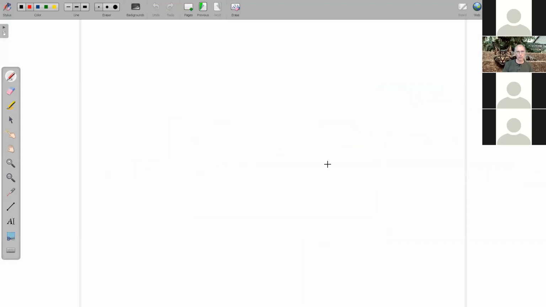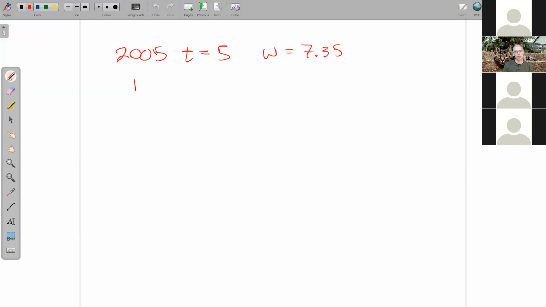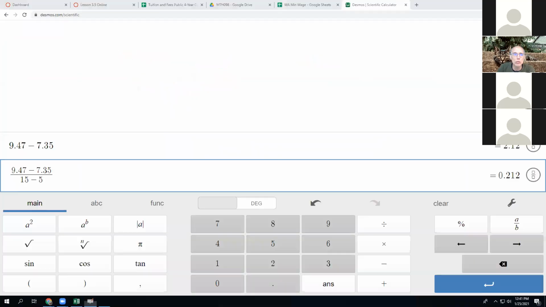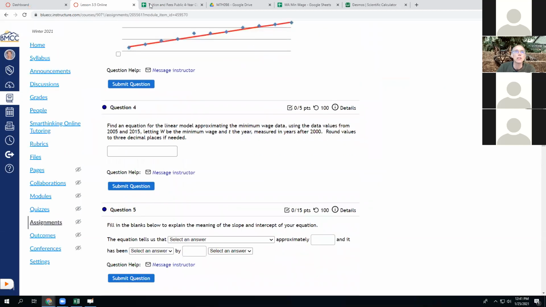So in 2005, T is equal to 5, and the minimum wage was $7.35. Did I get that right? Yep, all right. We now think that the slope, M, is 0.212. So I'm just gonna plug that information into my y equals mx plus b, but I'm gonna use the W and the T here. And I double check that that's what they wanted me to use. W and T, all right.